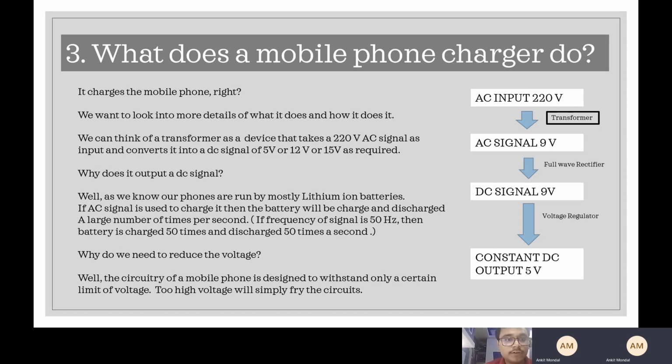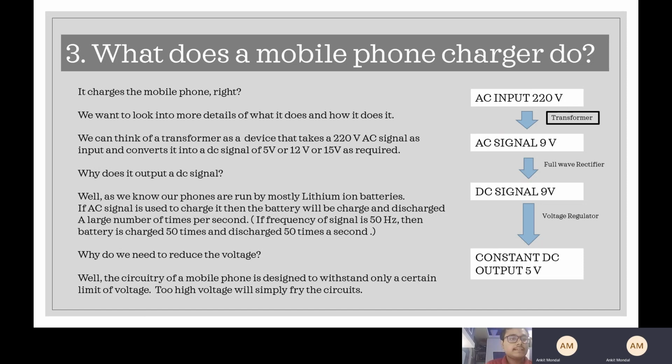For example, it will convert the AC input of 220 volts to an AC signal of 9 volts. Then a full wave rectifier can be used to convert this AC signal of 9 volts to a DC signal of 9 volts. And finally, a voltage clipper or a regulator can be used to convert this to a constant DC output of 5 volts.